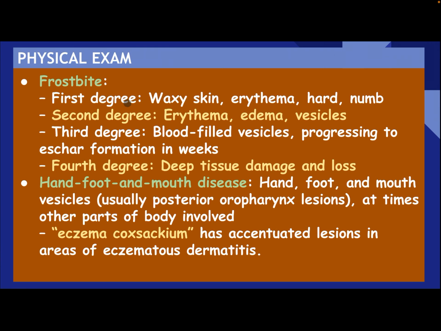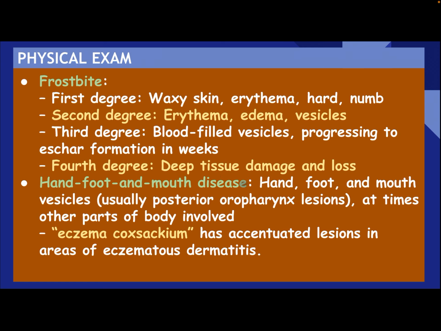Frostbite. First degree: waxy skin, erythema, hard, numb. Second degree: erythema, edema, vesicles. Third degree: a blood-filled vesicle progressing to scar formation in weeks. Fourth degree: deep tissue damage and loss.